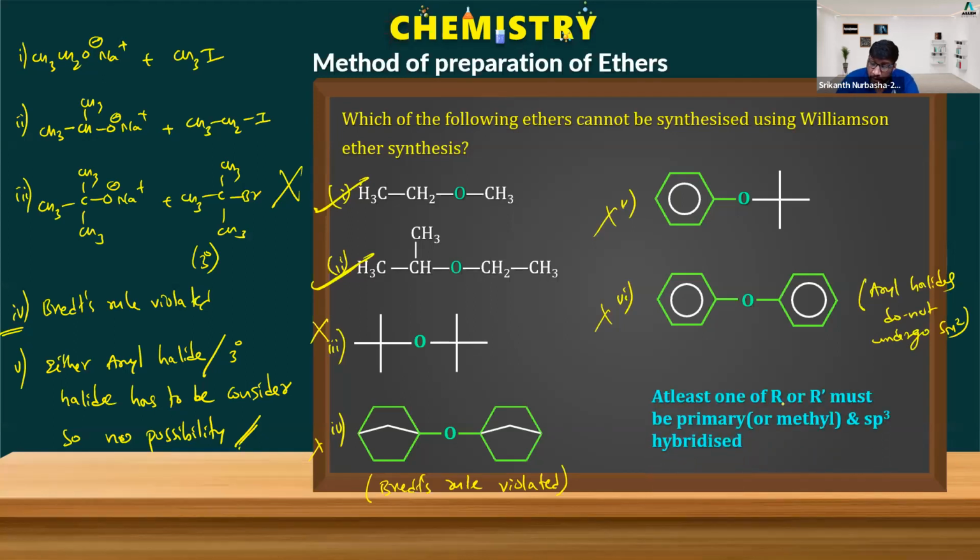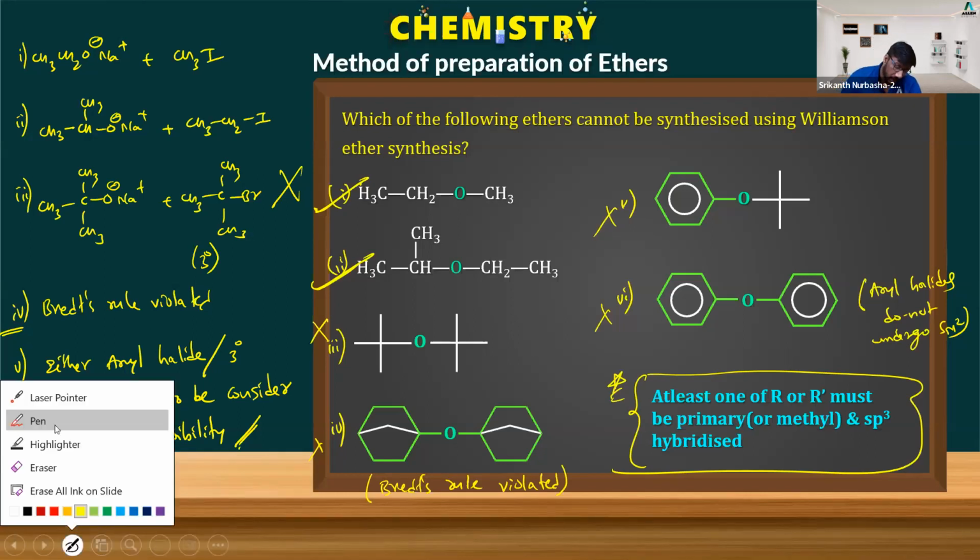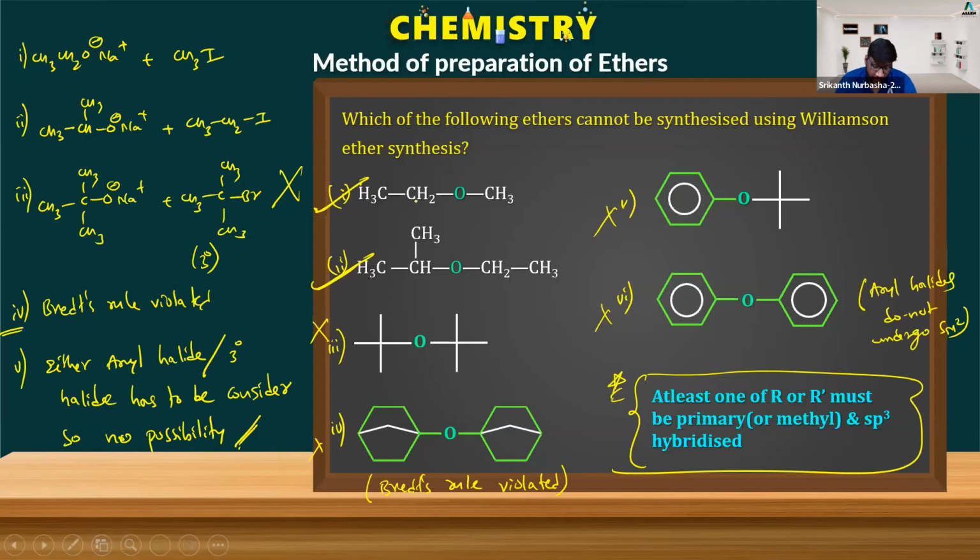So at least one of R or R dash must be primary or methyl and sp3 hybridized. This is a condition. At least one alkyl group, R or R dash, must be a primary sp3 hybridized carbon. It is not sp2 hybridized. Under that condition only can you prepare the respective ether.